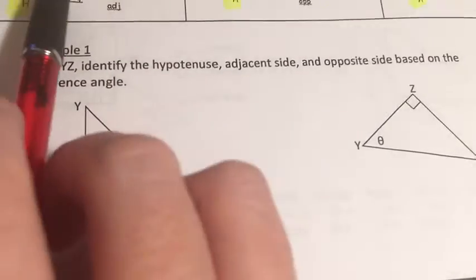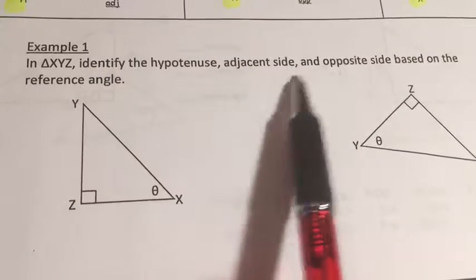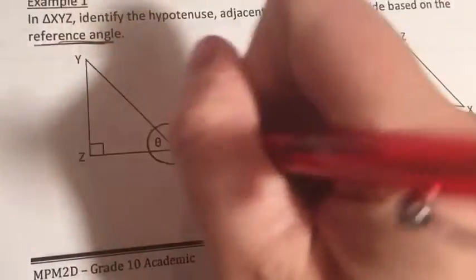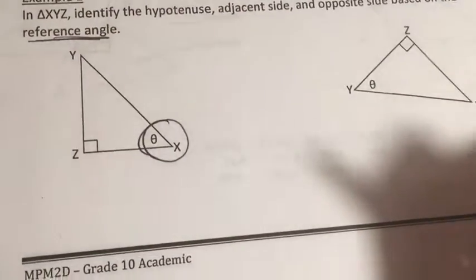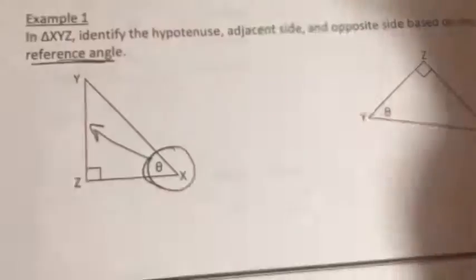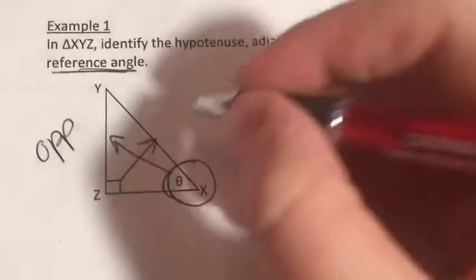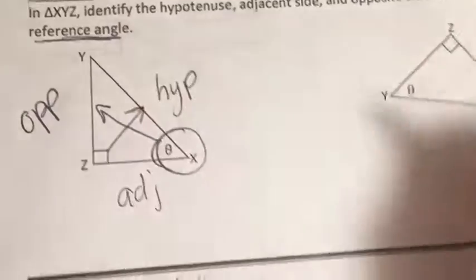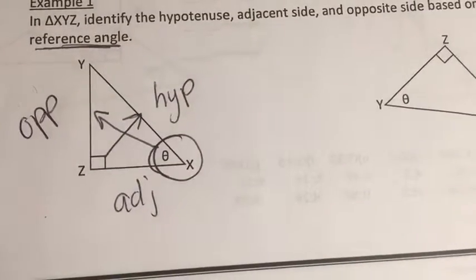So in triangle XYZ, identify the hypotenuse, adjacent side, opposite side based on the reference angle. That's the important thing there, based on the reference angle. So I'm going to circle my angle. I'm going to draw an arrow out of my circle, and that's going to lead me to my opposite side. I'm going to draw an arrow out of my right angle. That's going to lead me to my longest side, which is my hypotenuse. And that's going to leave me with only one other side, which is my adjacent. I'm going to do the same thing over here. Circle my angle.